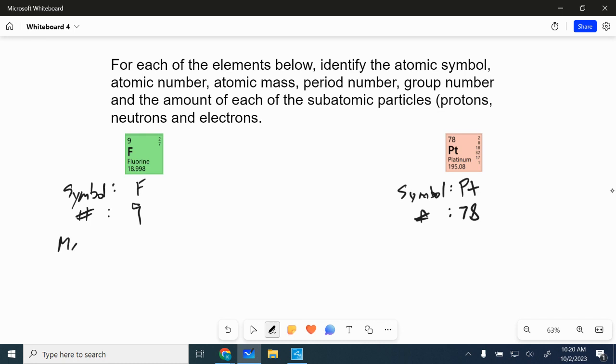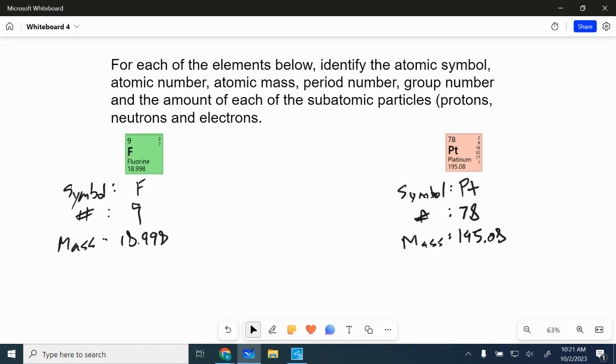Our mass is the larger of the two numbers. In this case, it's 18.998. And here for platinum, it's 195.08. Okay.